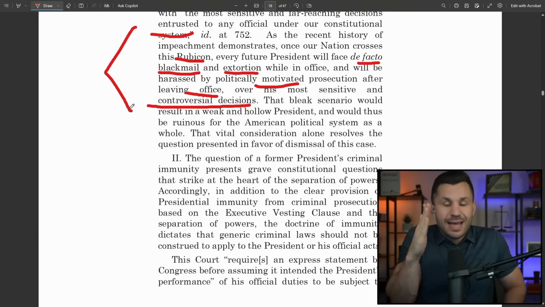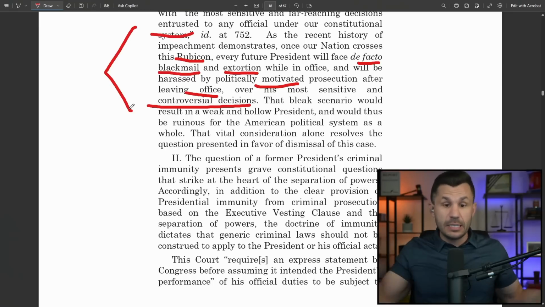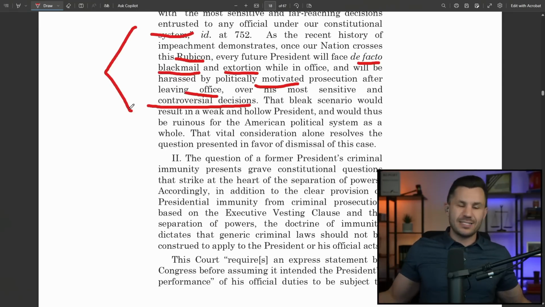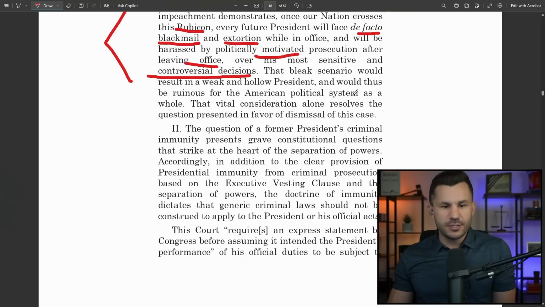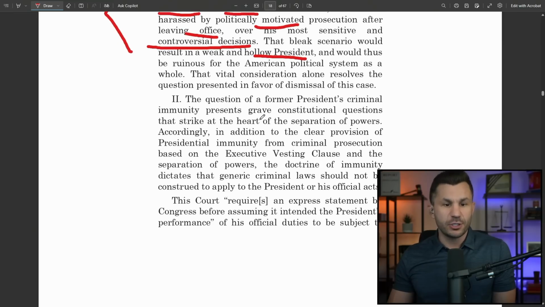So if we now say that every person who has even an inkling of prosecutorial power can take out the president, that's a big problem for the country. That bleak scenario would result in a weak and hollow president, and would thus be ruinous for the American political system. That vital consideration alone resolves the question and favors dismissing this case.